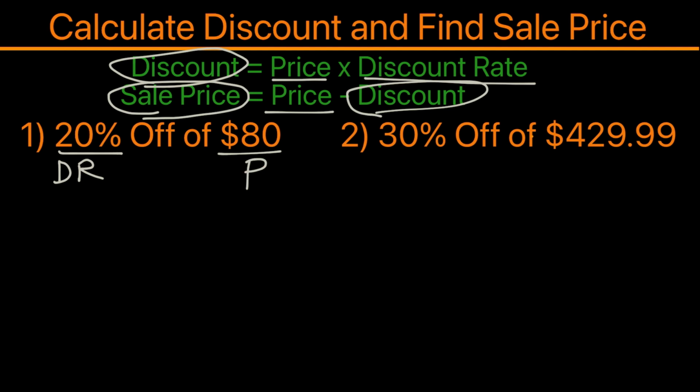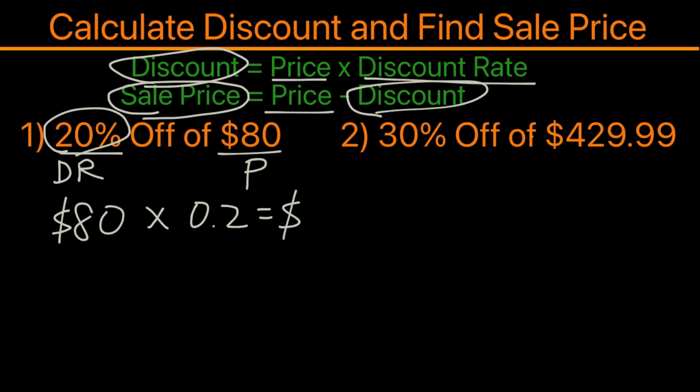So we can see from the discount formula, we will need to take the price, which is $80, multiply by the discount rate, which is 20%, and 20% in decimal is 0.2. And if we multiply 80 by 0.2, we will get $16. So $16 now is the discount.